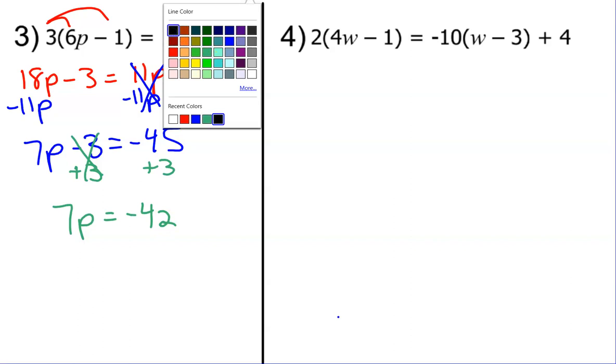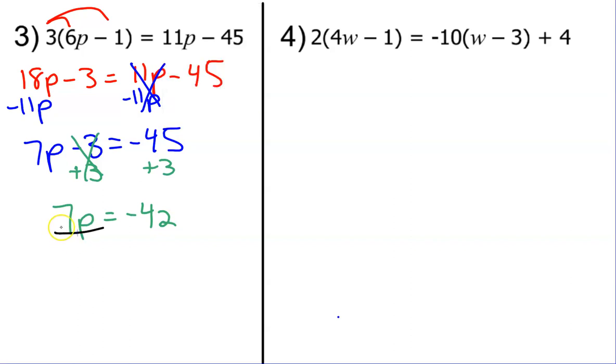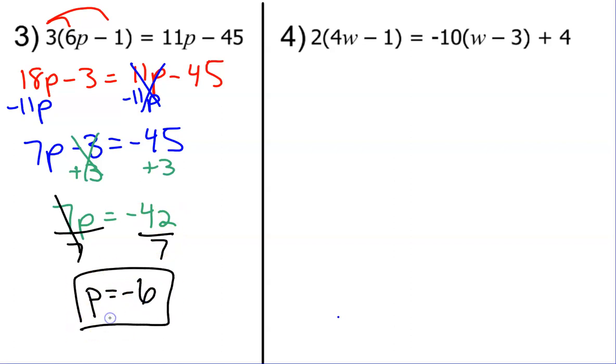And then our last step: I'm multiplying by 7, so now I'm going to divide by 7. And we have p is equal to negative 42 divided by 7, which is negative 6.